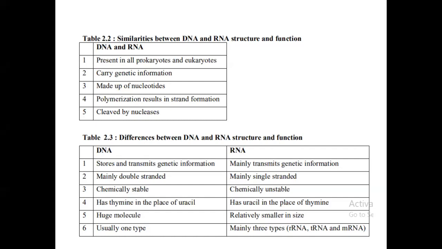Then when we look at the differences, DNA stores and transmits genetic information, while RNA just transmits genetic information. DNA is double-stranded, RNA is single-stranded. DNA is chemically stable, meaning it can be stored as DNA. RNA is unstable, so it is just a transition state. DNA has thymine in the place of uracil, and RNA has uracil. DNA is a huge molecule, RNA is a smaller molecule. There's usually only one type of DNA, but RNA has 3 types.